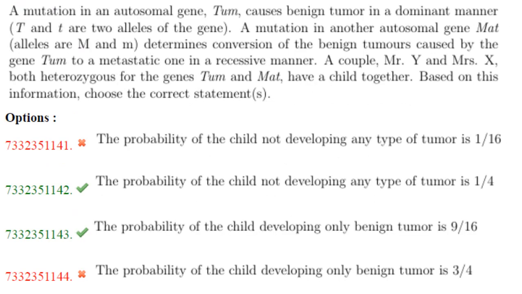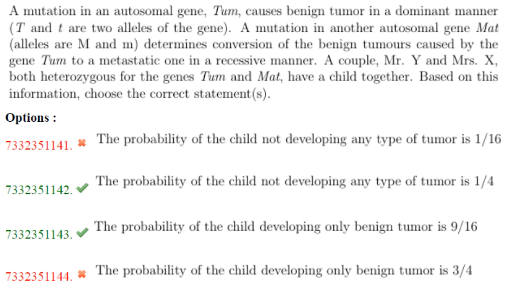The next one. A mutation in an autosomal gene, TUM, causes benign tumor in a dominant manner. T and small t are the two alleles of the gene. A mutation in another autosomal gene, MAT, that is alleles capital M and small m, determine conversion of the benign tumors caused by the gene TUM to a metastatic one in a recessive manner. A couple, Mr. Y and Mrs. X, both heterozygous for the genes TUM and MAT, have a child together. Based on this information, choose the correct statement.